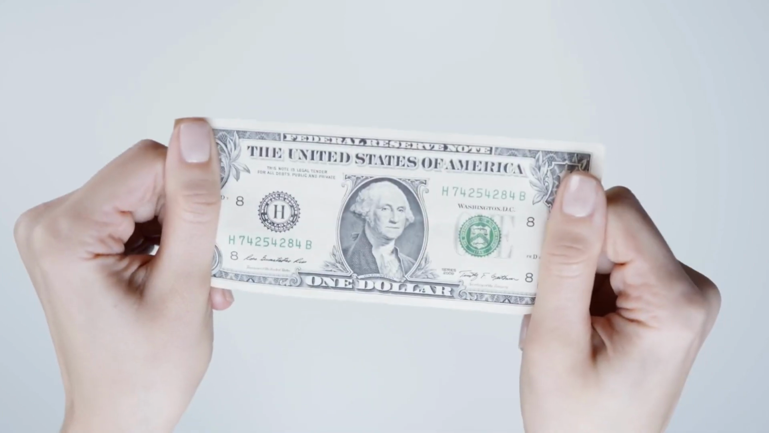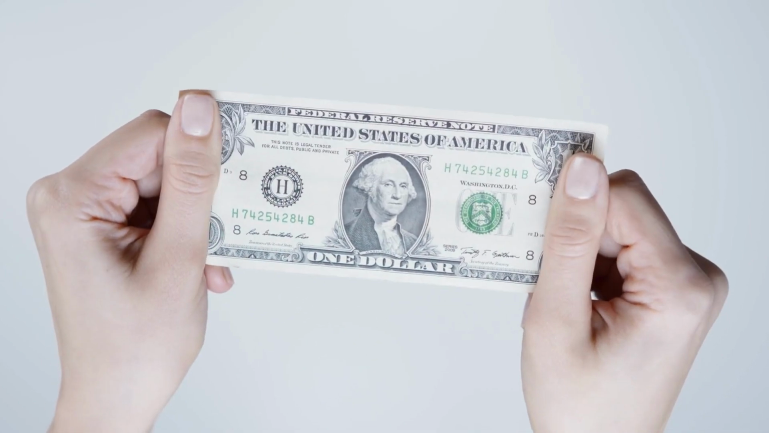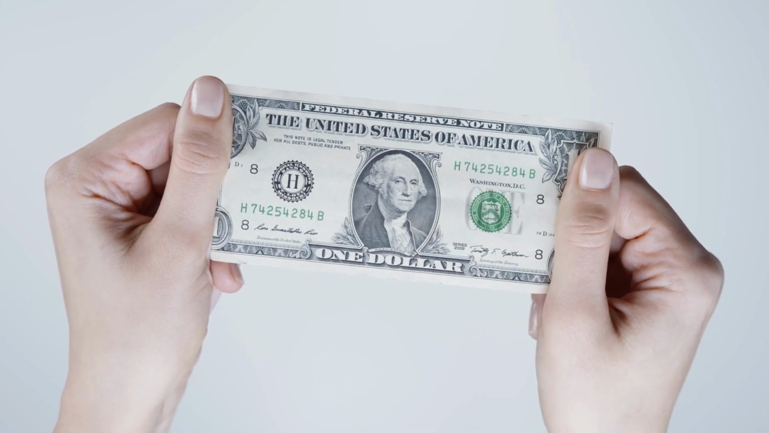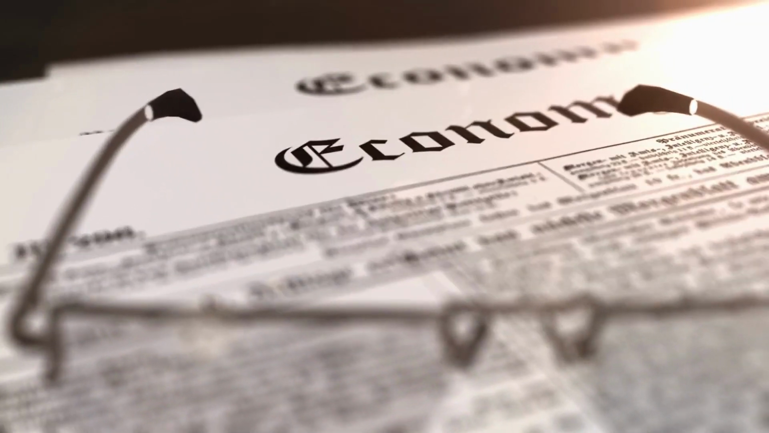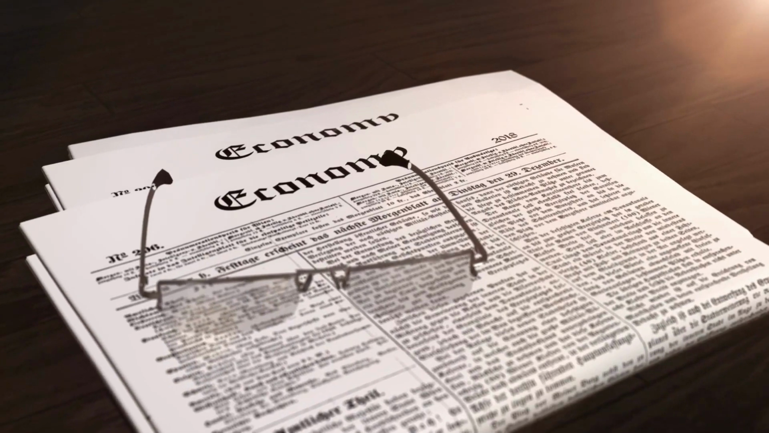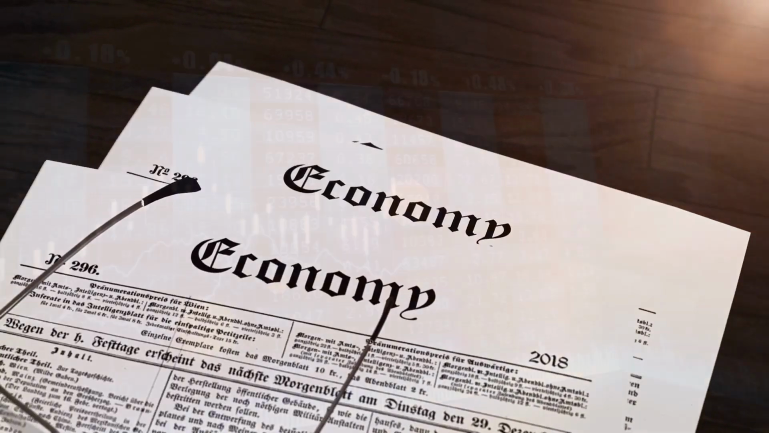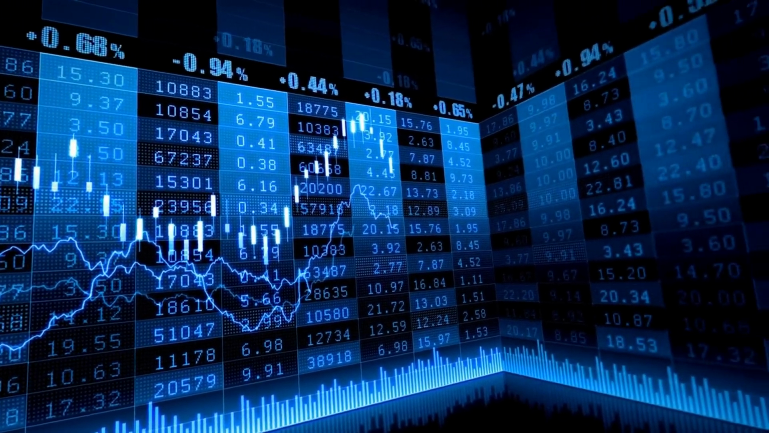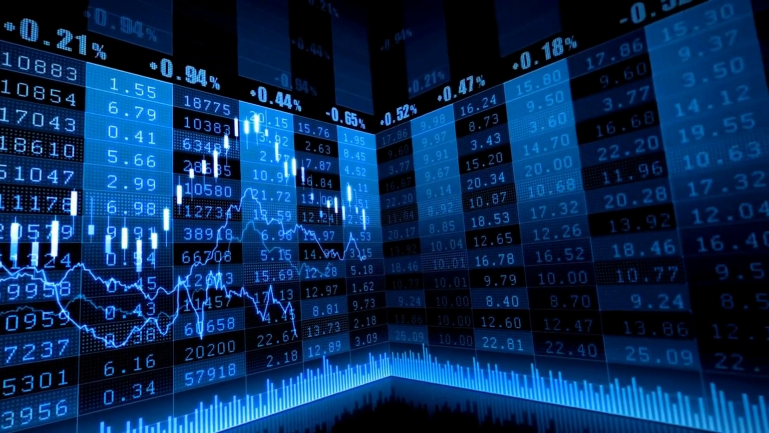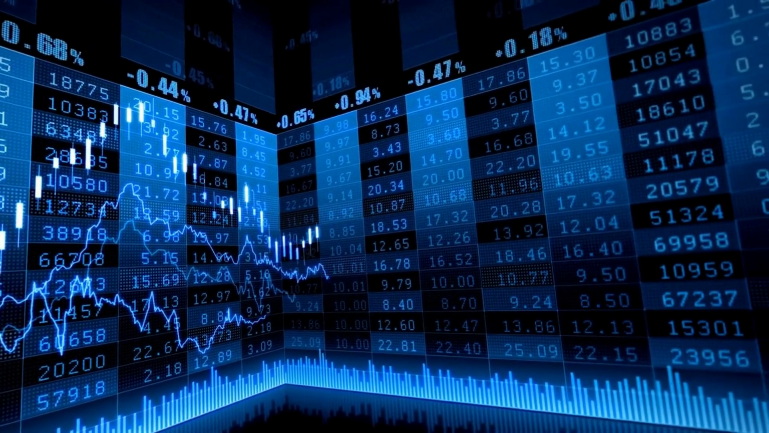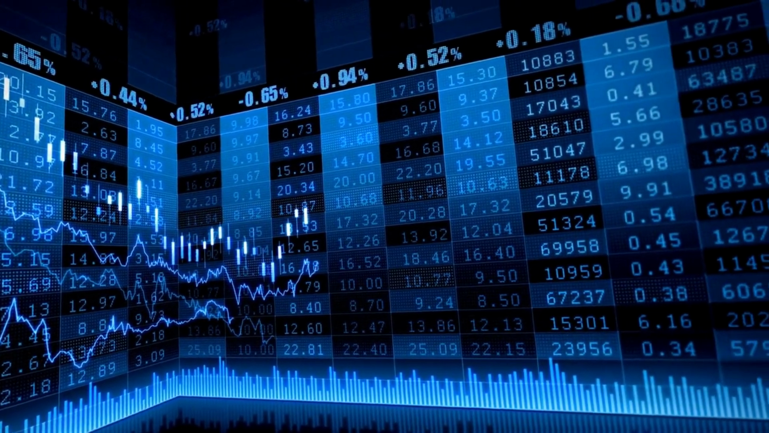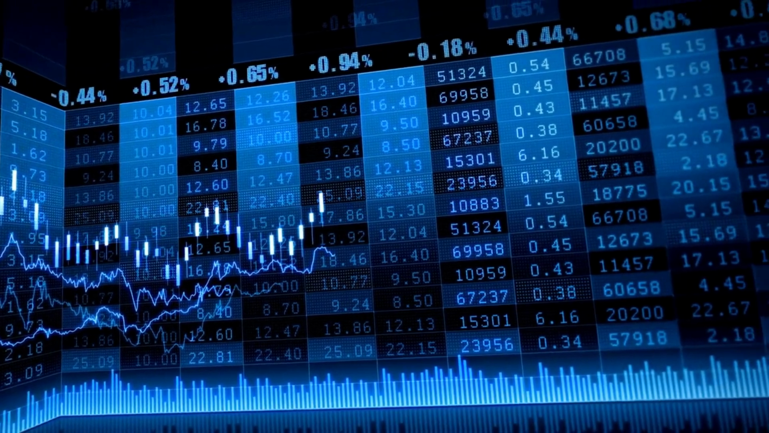Hey there, have you ever wondered what people mean when they talk about the economy? It's a term that comes up a lot in conversations, news articles, and even political debates. But what does it actually mean? Well, in simple terms, the economy refers to the system by which a society or country manages its resources. This includes things like how goods and services are produced, distributed, and consumed within a specific geographic area.